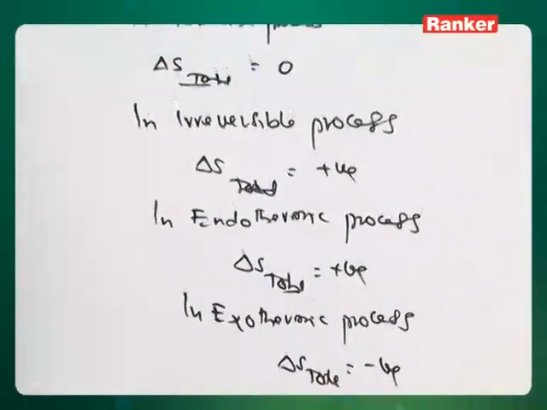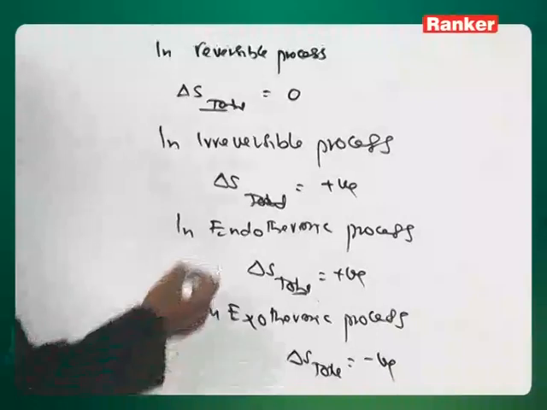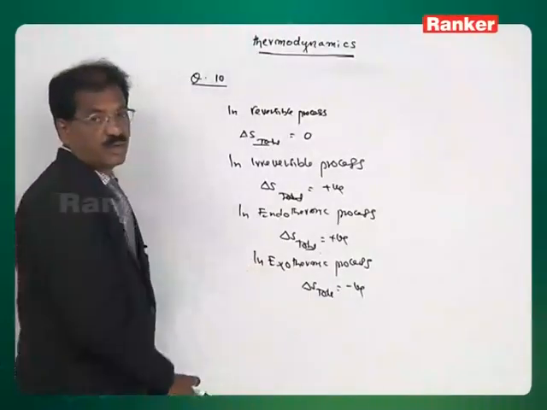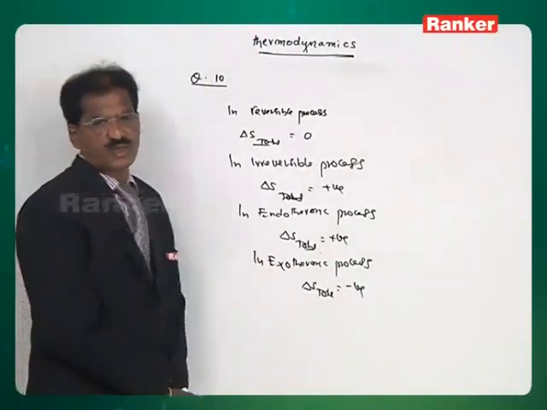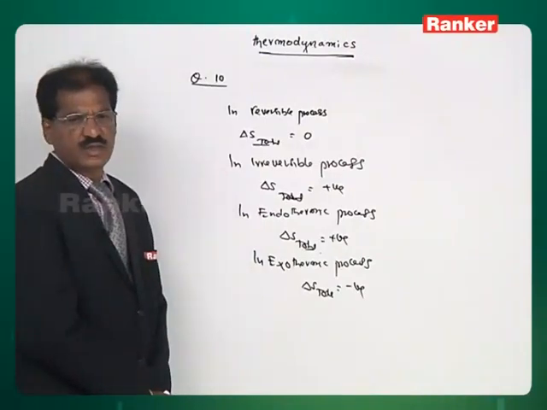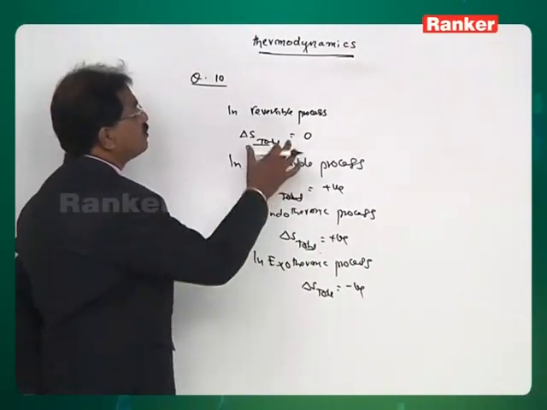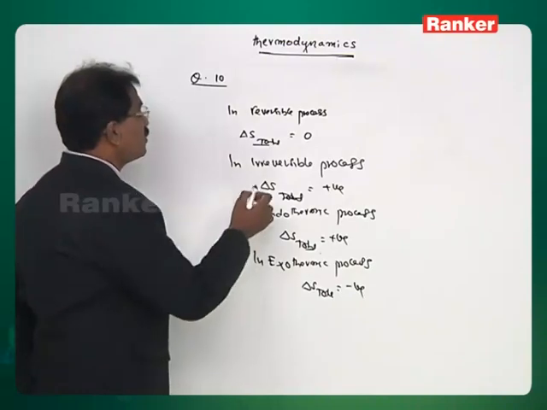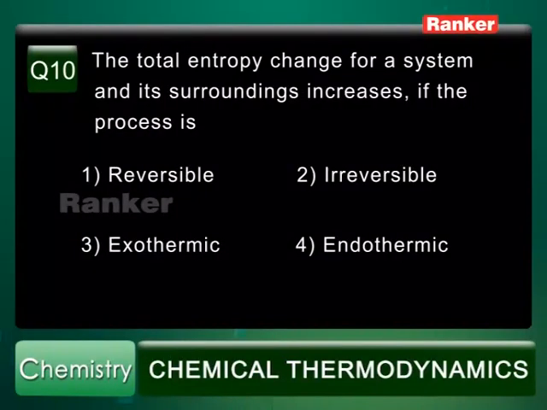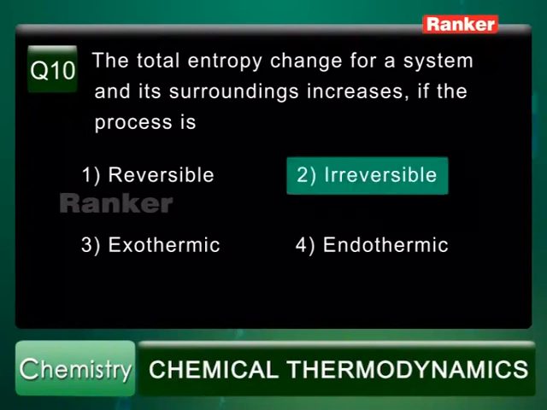In this problem, we have to find out the option where entropy change is positive. If the total entropy change for a system and its surroundings increases, that means entropy change must increase. So if the process is irreversible, then only the entropy change will increase or be positive. So the option is 2.